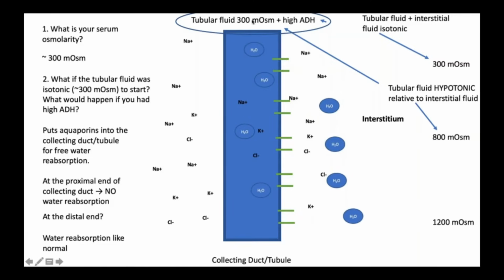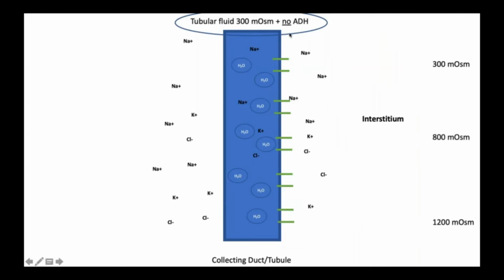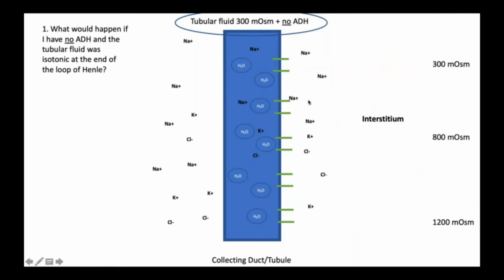So in other words, if I started with isotonic fluid in the collecting tubule, again, this doesn't happen. Under no physiologic circumstance does this actually happen. I just want to illustrate to you the brilliance of this system. So you could still have reabsorption of free water if you had high ADH. However, what if I had no ADH? What would happen? Let's think about this.